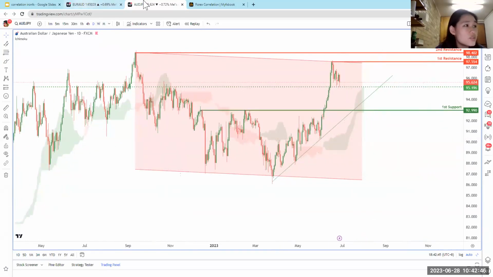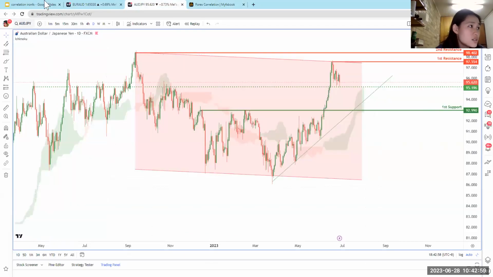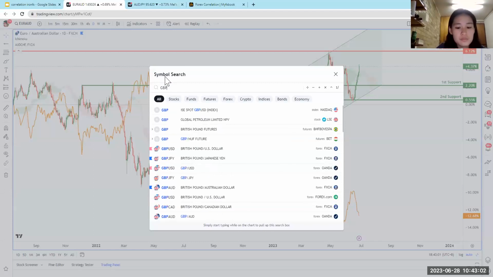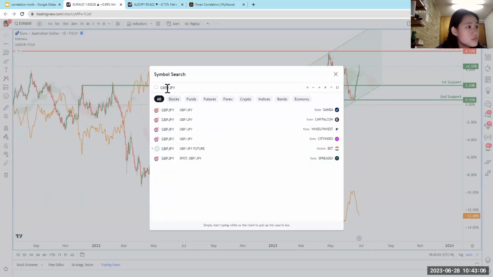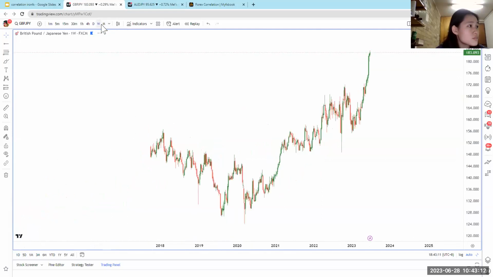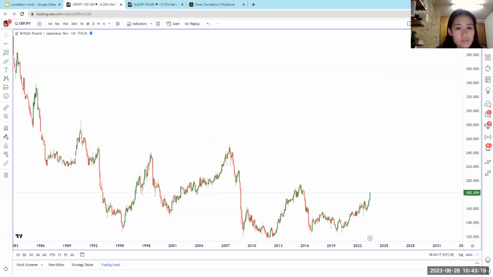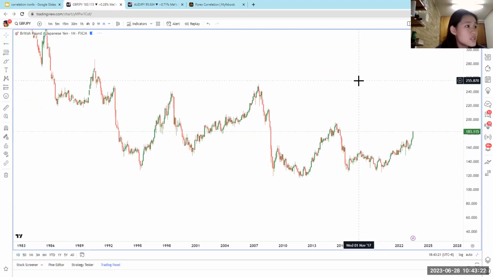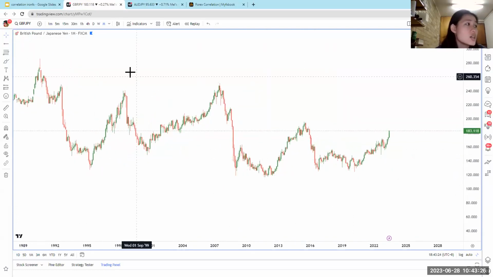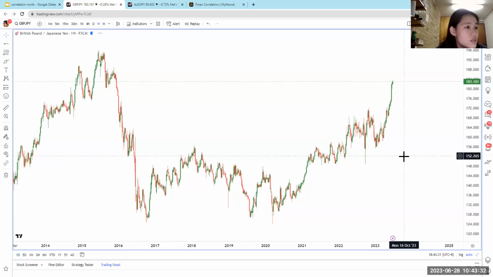Okay, so this is where correlation comes in handy as well. When you're not too sure about the general direction of price, we can look at a currency that's really closely correlated. In this case, it's pound yen. Okay, so let's take a look at the monthly time frame. You can see the similarity already. Prices are pretty ranging on monthly. On weekly, they're definitely heading upwards.